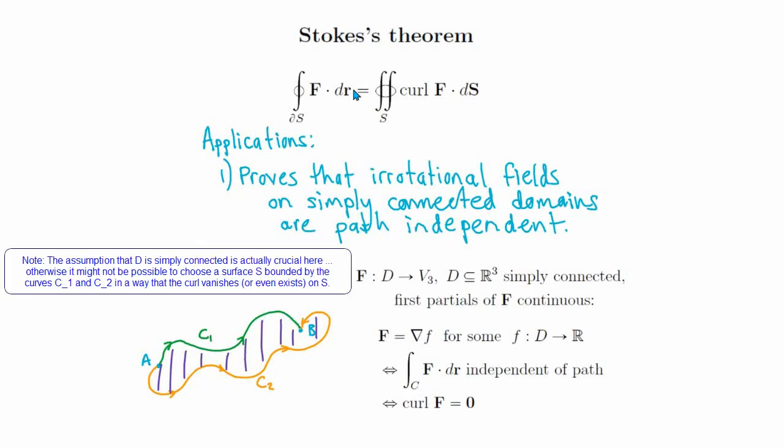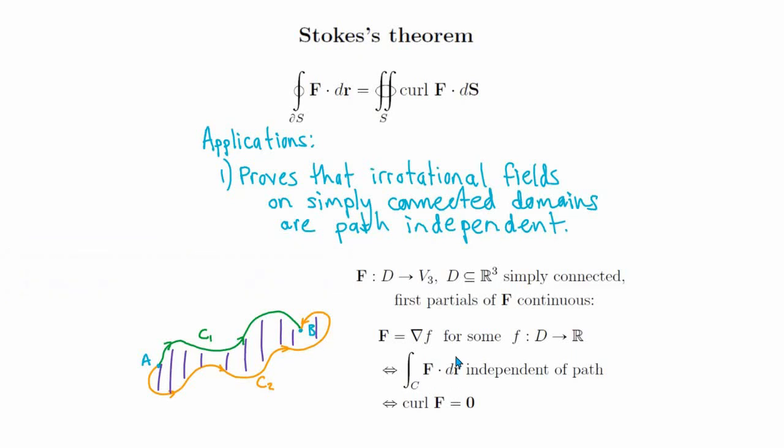By Stokes' theorem, that line integral should be the double integral over the surface of the curl of F. But by our assumption that the curl is 0, that double integral is 0. That shows that the line integral of F dot dr along C1 is equal to the line integral of F dot dr along C2. In other words, line integrals of the vector field are independent of path.